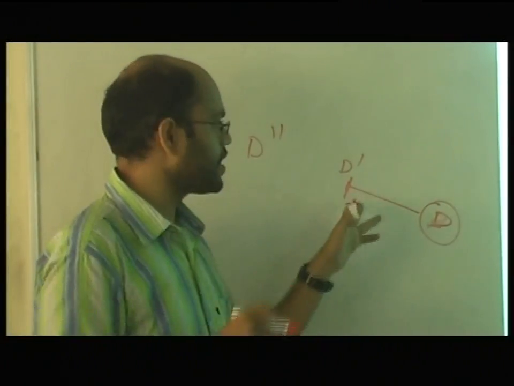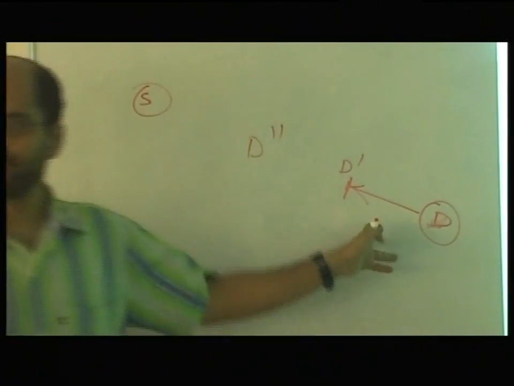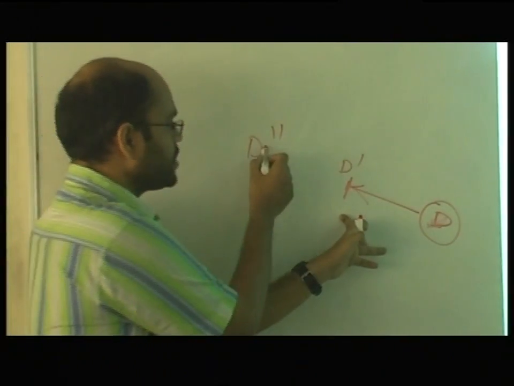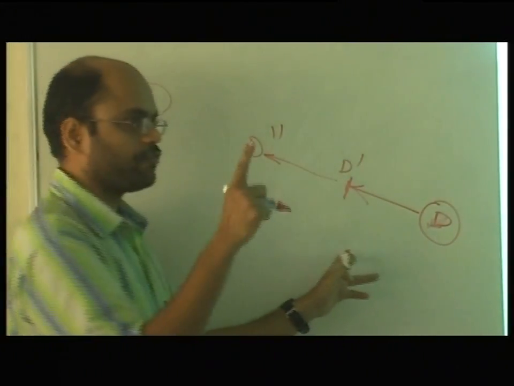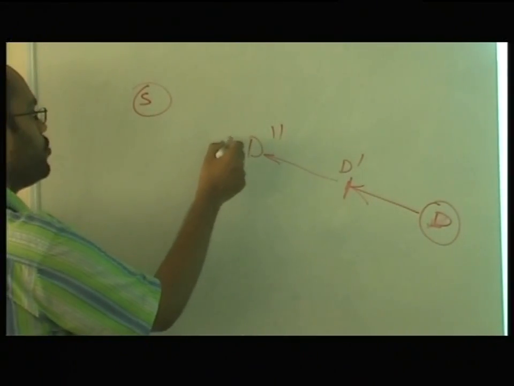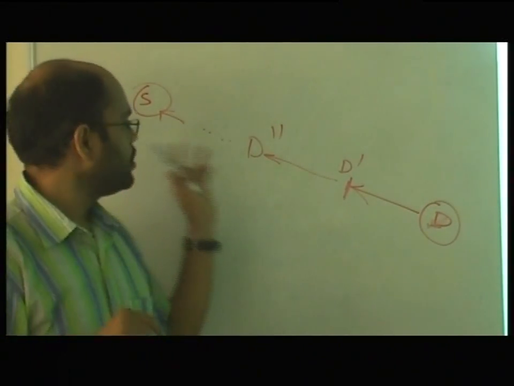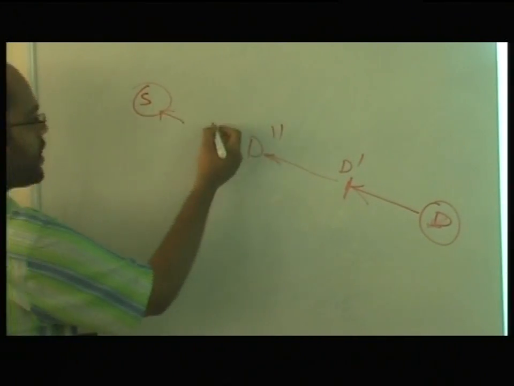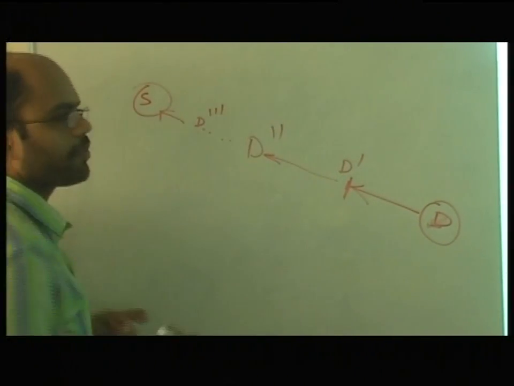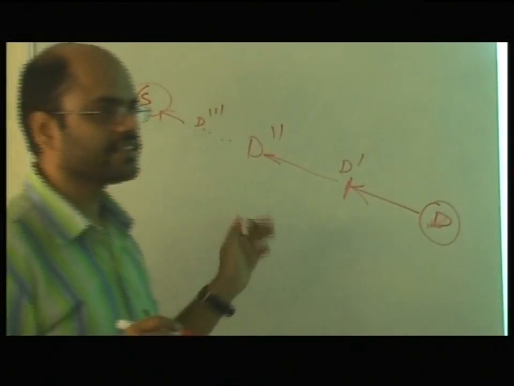So D maintains that it received the packet from D dash, and it says, okay, you are on the route. D dash knows that it has received the first copy from D double dash, so it says it's on the route. This is how you construct it all the way back. So this is one algorithm, and the source now knows that if it has to send the packet, it has to send it to D. Then D double dash will go on, and so this is one way.